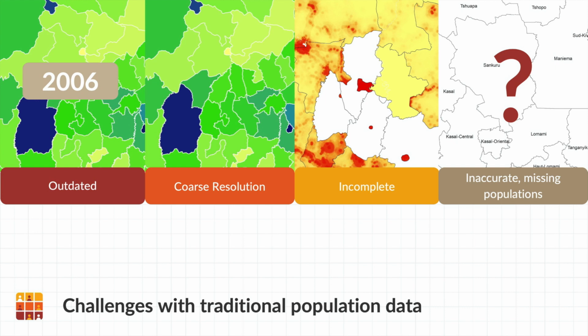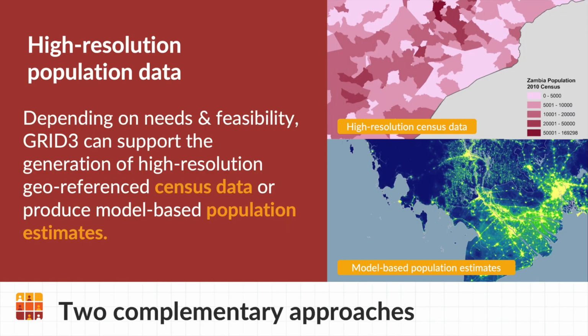In addition, traditional population data often has coarse resolution, for example, available only at province level. In other cases, some areas cannot be reached for insecurity or inaccessibility reasons. Finally, due to urbanization or migration, some populations might be missed out by the census, which again can result in suboptimal program efficiencies.